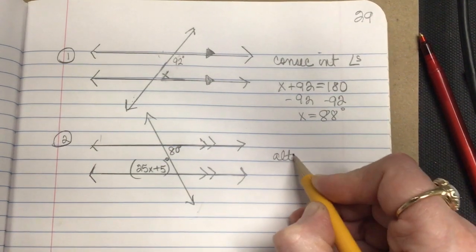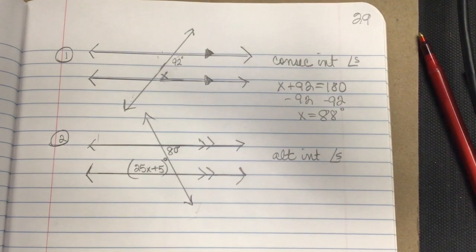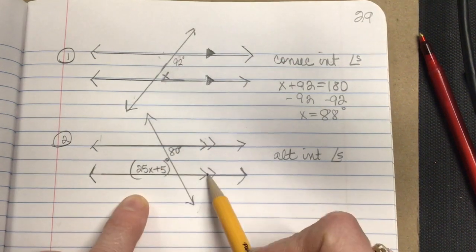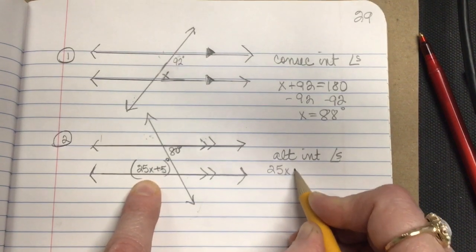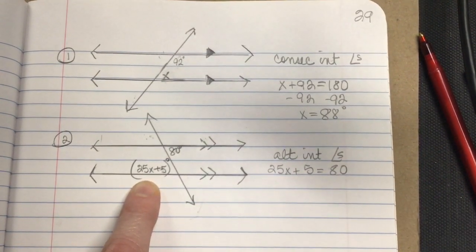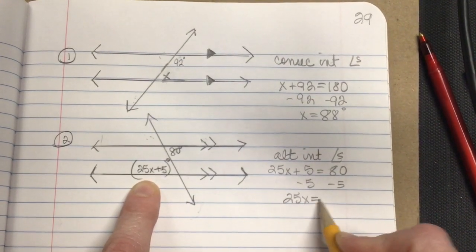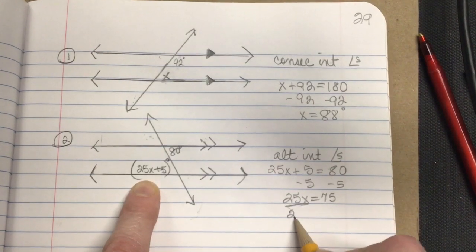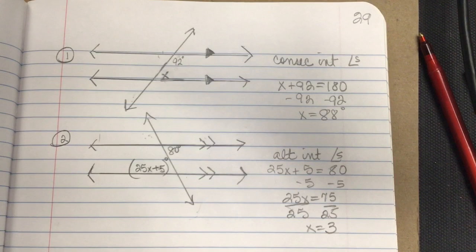Alternate interior angles. Okay? And then, what do we know about them? These 2, when lines are parallel, are always going to be the same. So I've got 25x plus 5 equals 80. Subtract your 5. 25x equals 75. Divide by the 25, x equals 3. And all your variables should come out even.